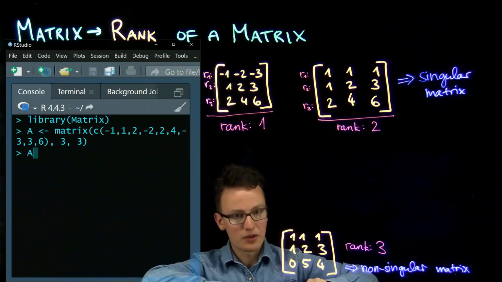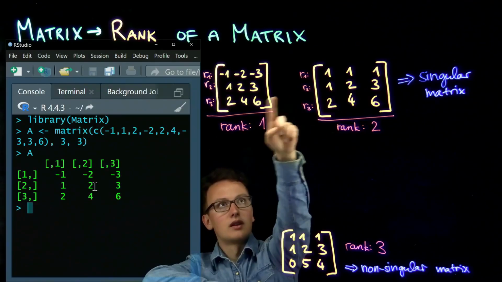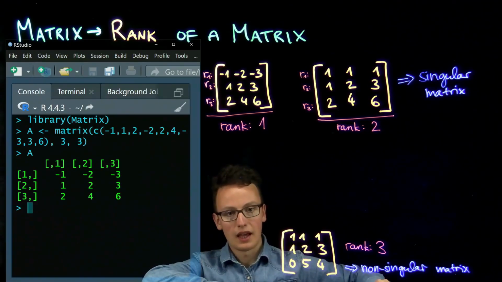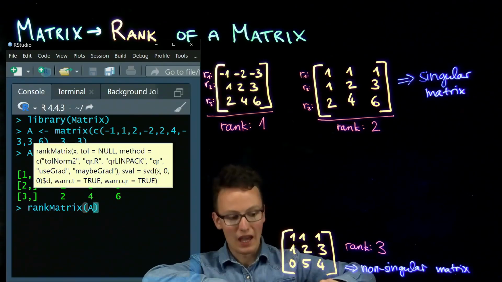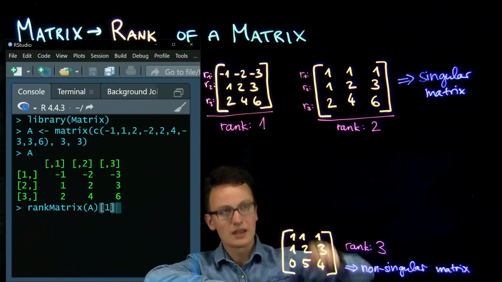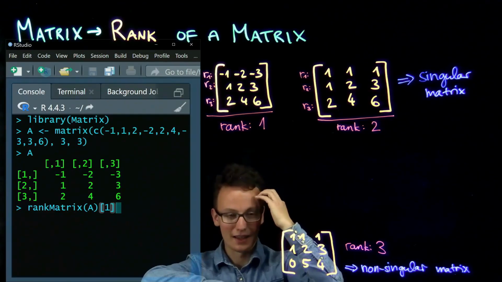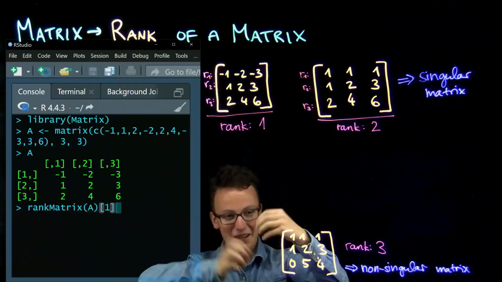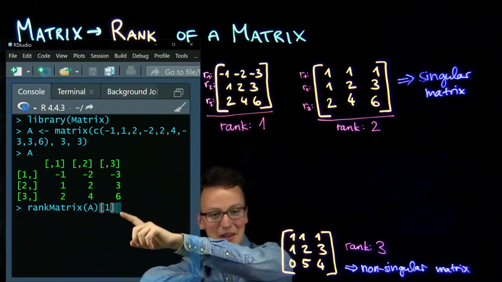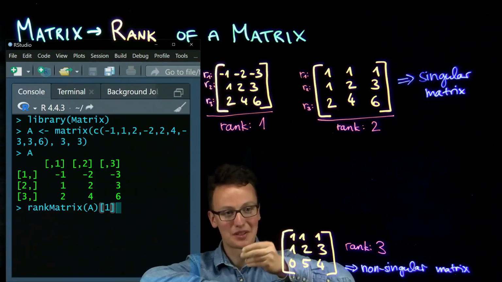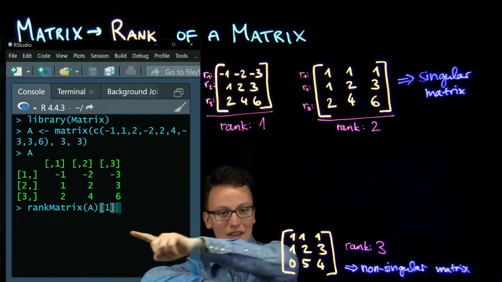So we can define this matrix. We can see it here. Indeed, it's just as what we had written down by hand over there. And now we can do rankMatrix, apply this to A, and take the first index from this operation. Kind of an odd thing to do, but again, this is an object which is nested, and we have to take the first element of this nested object, which is really just the number which represents the rank, okay? So we always have to do this index 1 thing over here.